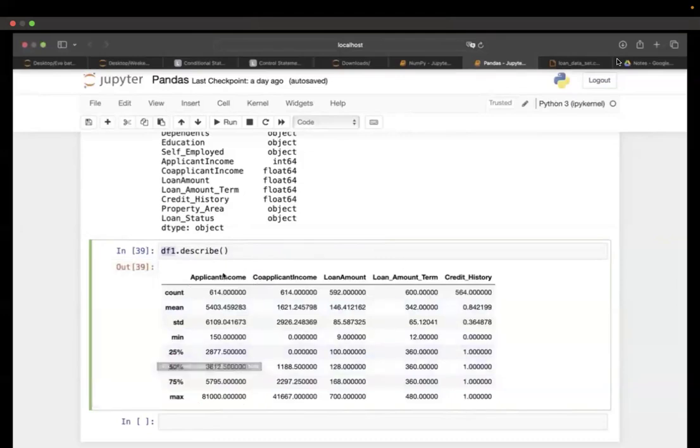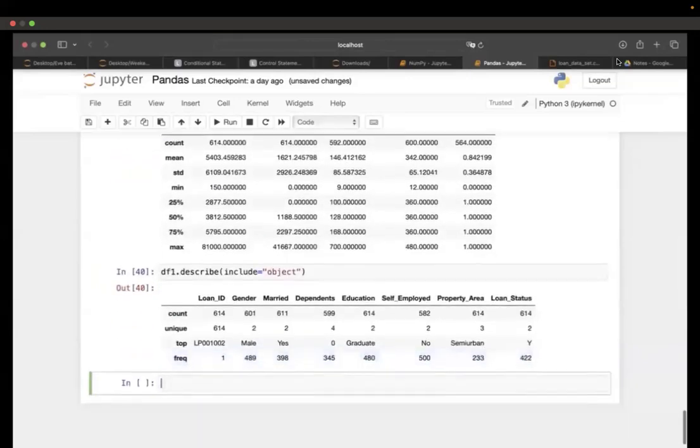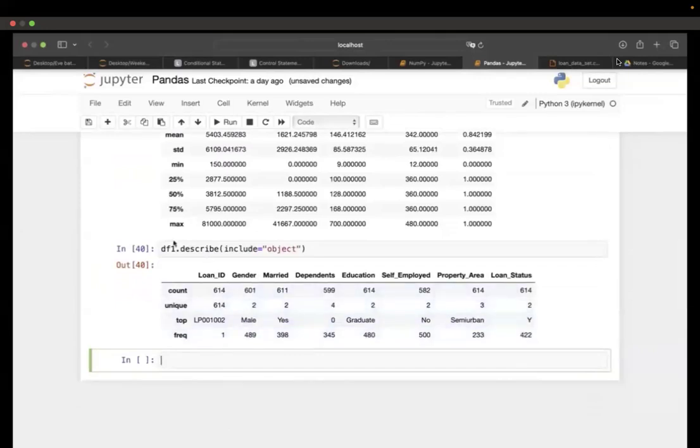Now, since we understand this particular df1.describe thing, don't worry, we'll talk about the outliers later. I was saying that this data is biased in nature. Applicant income is a biased column. We will talk about that. Now, suppose I want to get a statistical view of the categorical feature. So can I simply write df1.describe include object? Okay. So now what it is doing, it is giving me the entry of all object type of data.